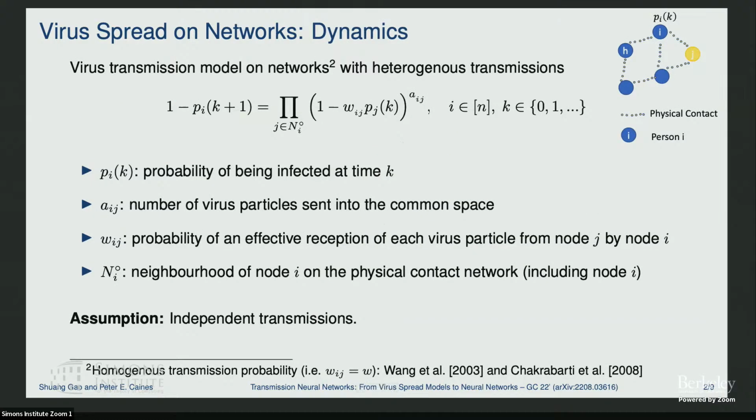With that setting, we can write the one-step prediction of the probability of infection. Here the right-hand side basically reads as the probability that none of the viruses reaches node i at time k+1. And here the product is taken with respect to j in all the neighborhood of node i, including itself. Here we see that the assumption is that the viruses are transmitted independently, also independent across links. Note that the homogeneous transmission probability case was actually studied earlier by these authors and their collaborators.